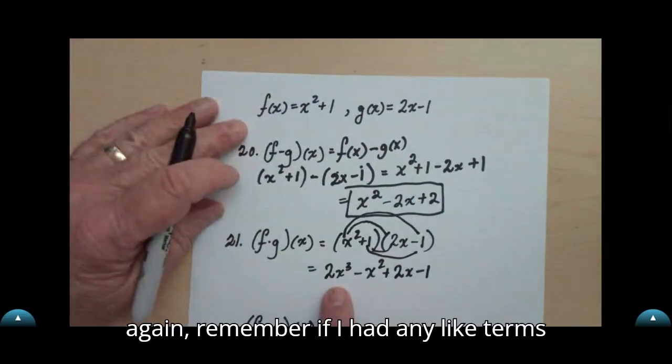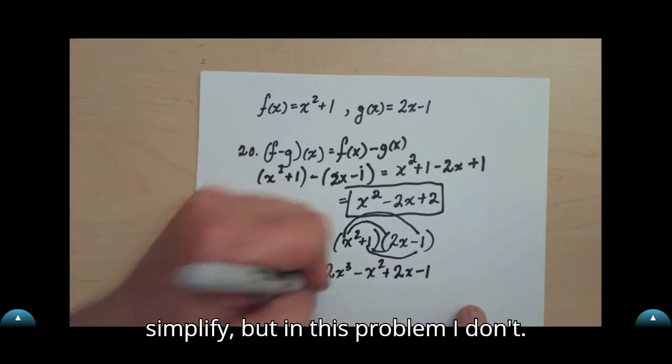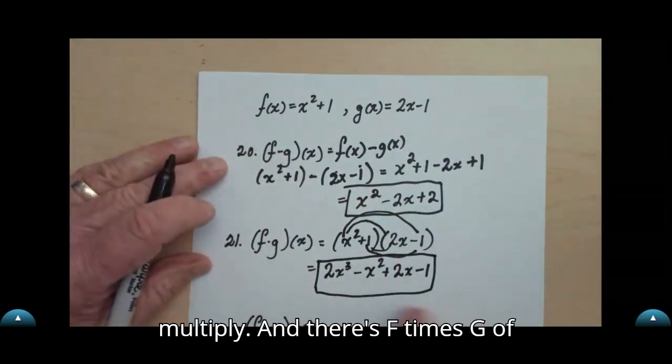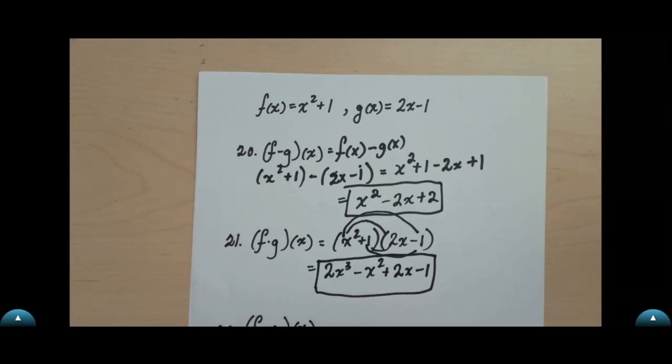And again, remember, if I had any like terms here, I would need to combine them to simplify it. But in this problem, I don't. It's kind of already simplified once I multiply it. And there's f times g of x. Everybody good there? F composed with g of x.